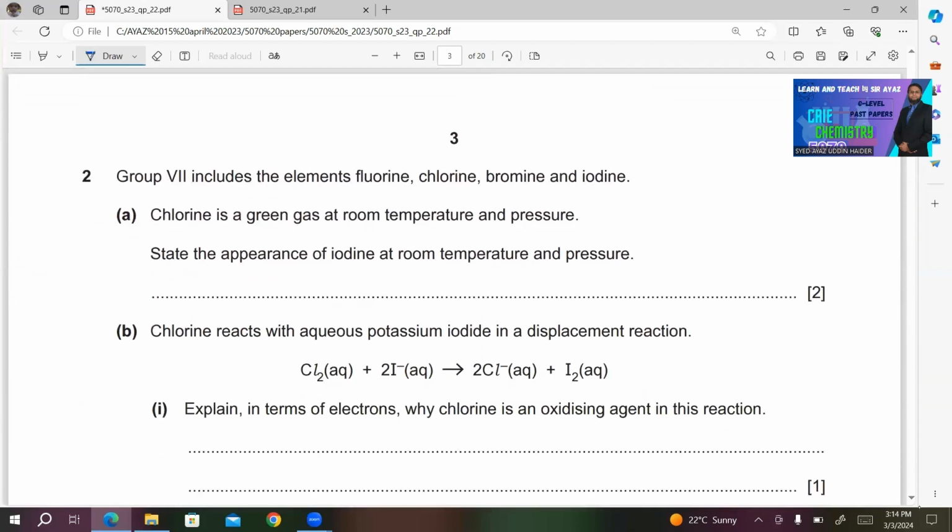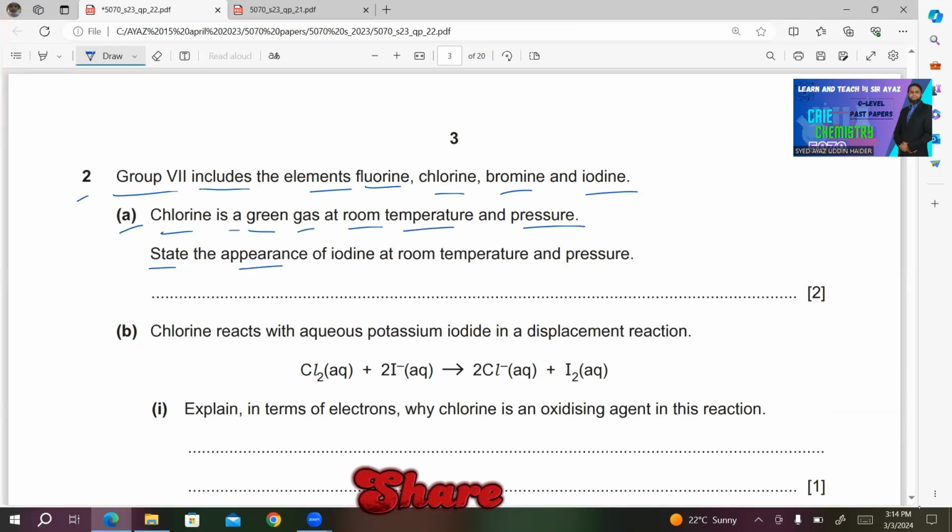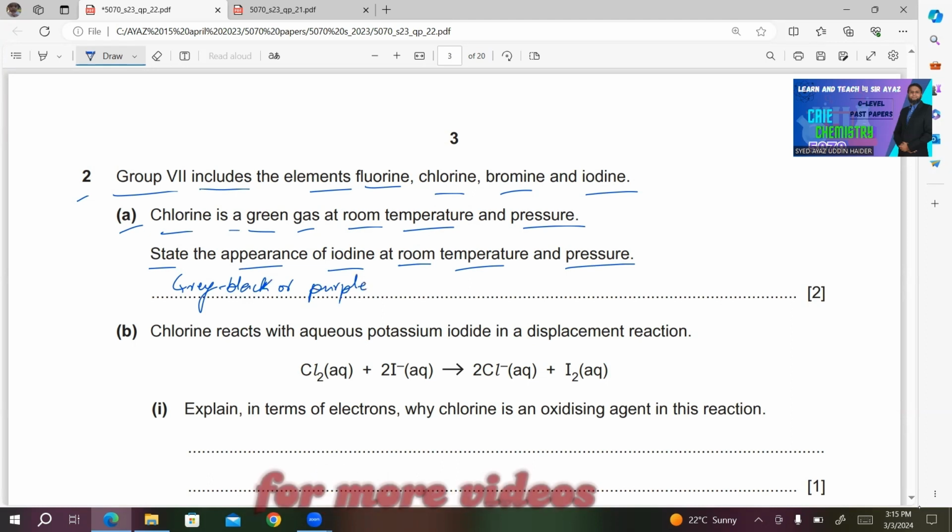Question number 2. Group 7 includes the elements fluorine, chlorine, bromine, and iodine. A. Chlorine is a green gas at room temperature and pressure. State the appearance of iodine at room temperature and pressure. You know that iodine is solid at room temperature and pressure and its color is gray black or purple. Gray black or purple solid.